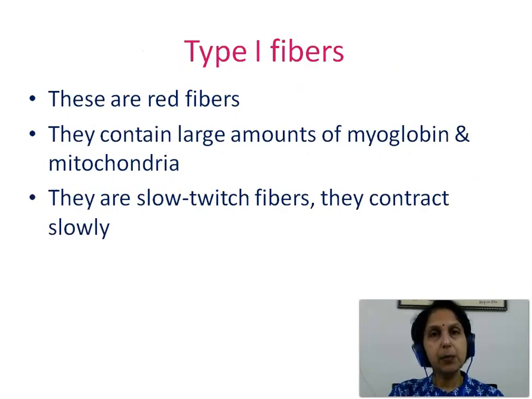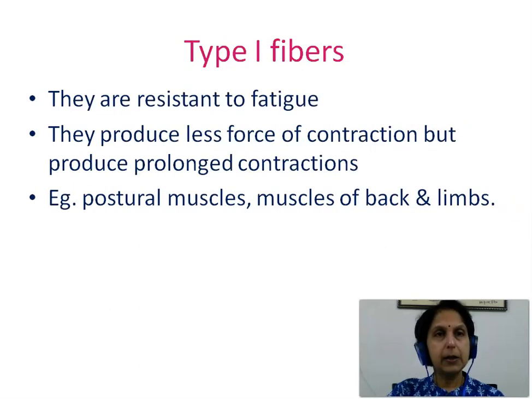The type 1 fibers, these are red fibers. They contain large amounts of myoglobin and mitochondria. They are slow twitch fibers. They contract slowly. They are resistant to fatigue. They produce less force of contraction but produce prolonged contractions. And examples are postural muscles, muscles of the back and limbs.